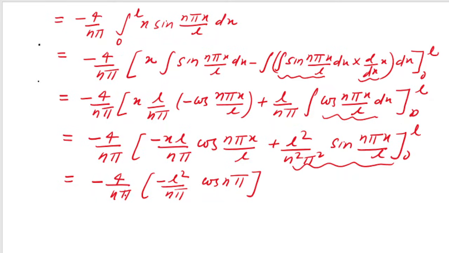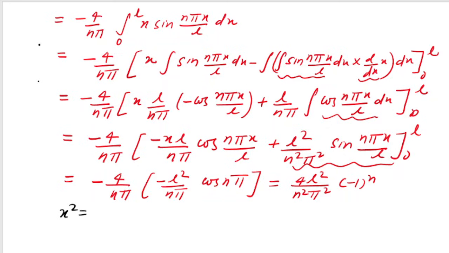So let us close this bracket. Now minus minus plus, so I will get 4 times L square by n square into pi square, and cos n pi is minus 1 to the power n. So finally let us write the Fourier series. So what is x square?